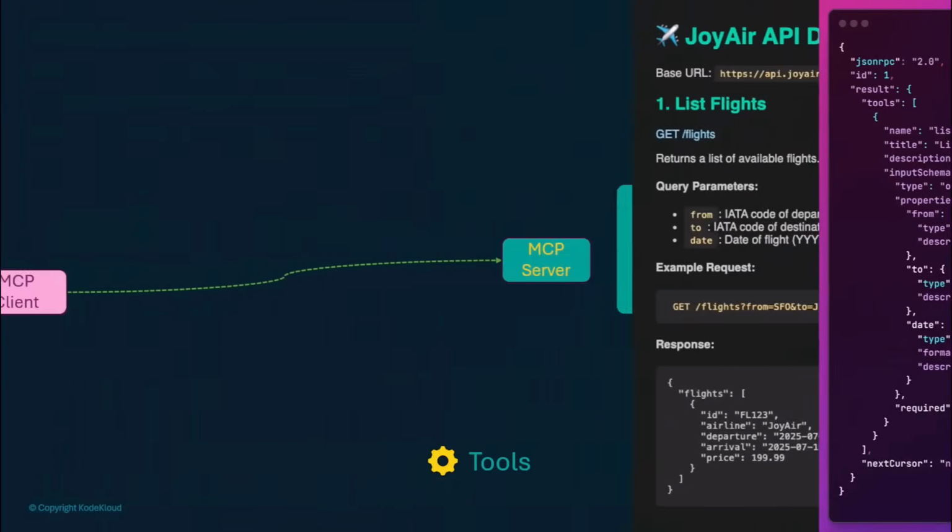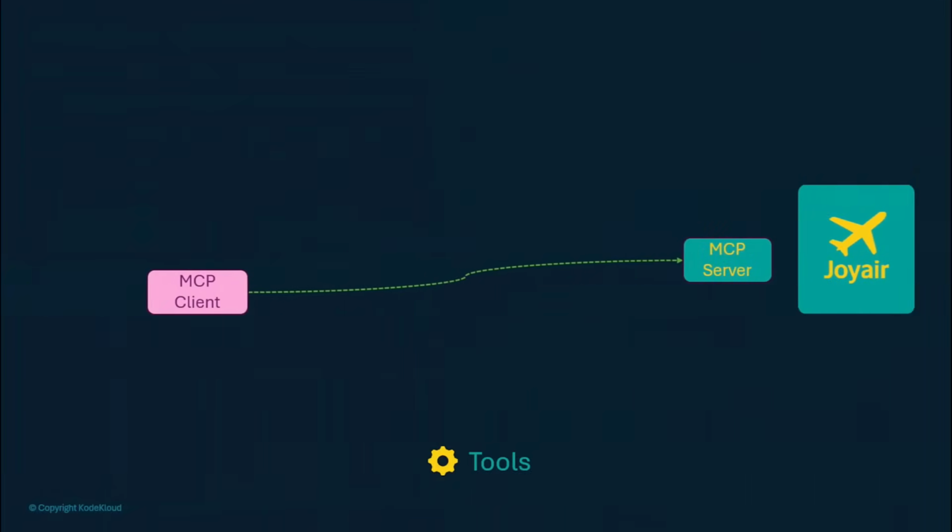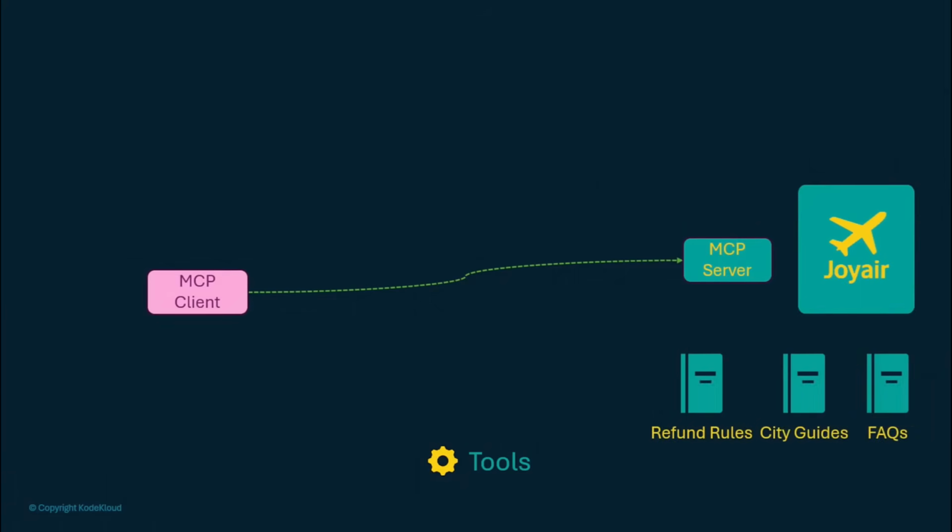Next, we may need certain data such as refund policies or guides to cities or FAQs, and these details may need to be passed through to the AI to support its decision making. For example, if the user has a preference to book only flight providers that support a refund, then the information in these guides comes in handy. Now, these are known as resources.